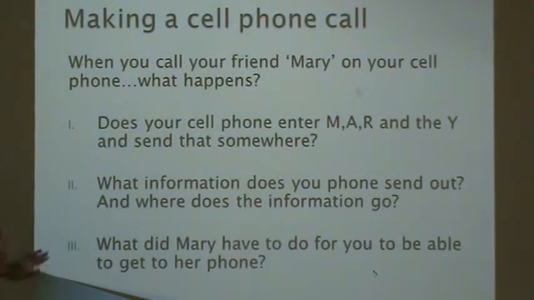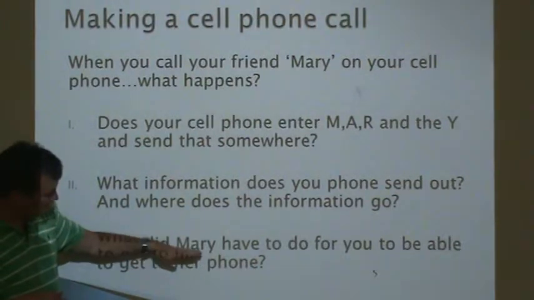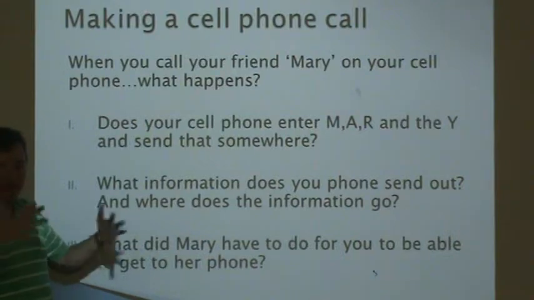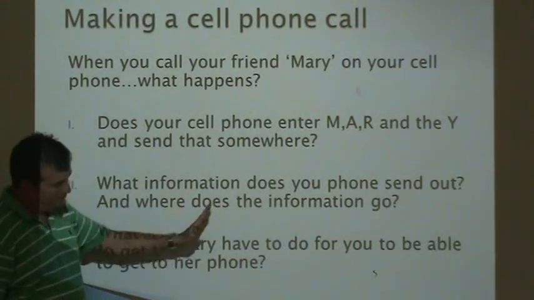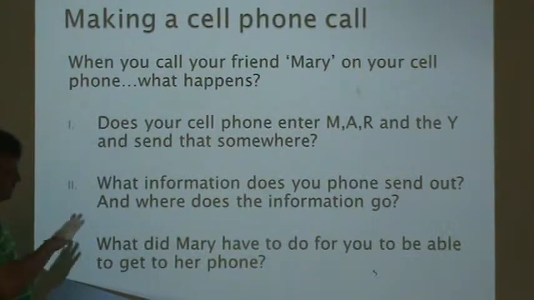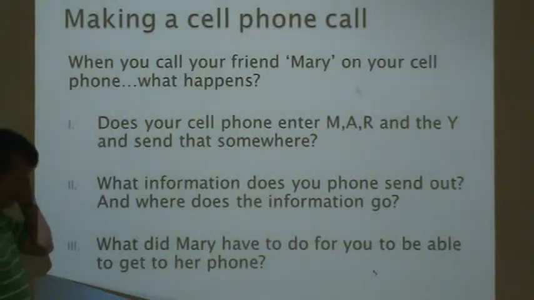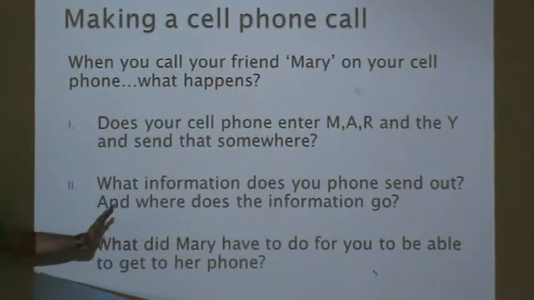So what's happening on your cell phone is Mary is a name that's easy for you to remember. Numbers are kind of hard to remember, especially if you have a lot of friends. You can't remember all the numbers, but you can remember their names. But every phone that's out on the phone network is assigned a unique number. So all you have to do is punch in her name and her number, and from that point on, just remember her name.